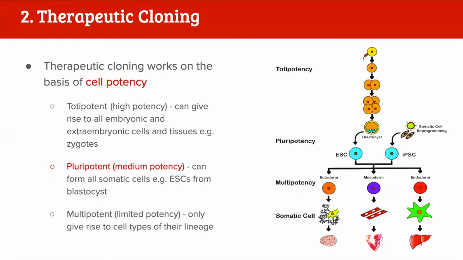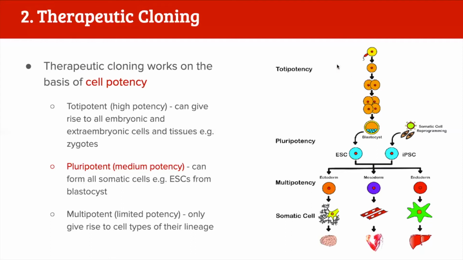Therapeutic cloning works on the basis of cell potency. So you've got three levels of cell potency. You have highly potent cells, which are totipotent, and they can give rise to all embryonic and extra-embryonic cells and tissues. So your zygotes, which is essentially the first point of fertilization. When an egg is first fertilized by a sperm cell, you get a zygote, as you know, and this zygote is what we call totipotent. It is the highest level of potency, and it can give rise to all embryonic and extra-embryonic cells and tissues.